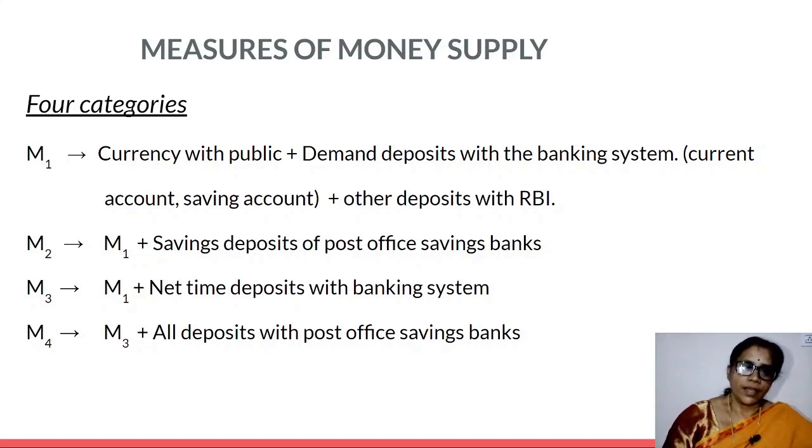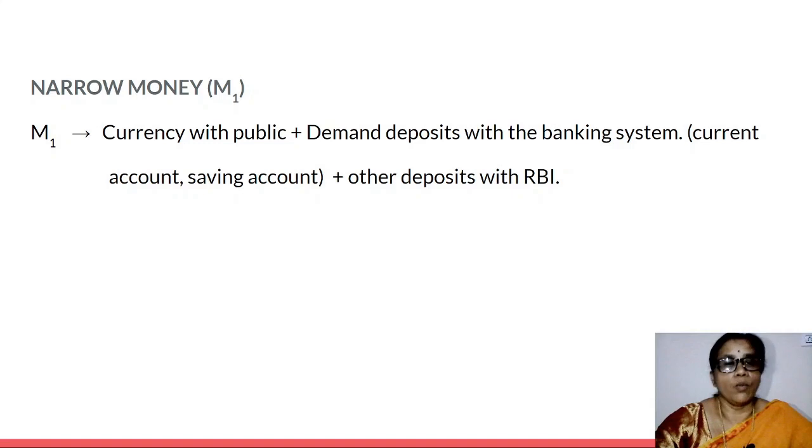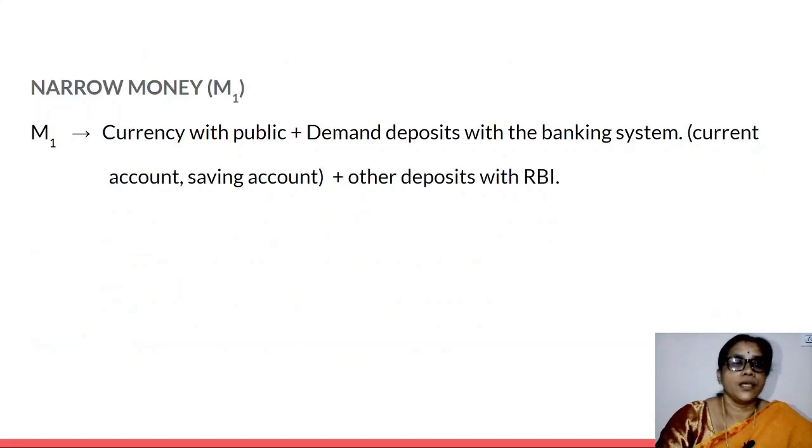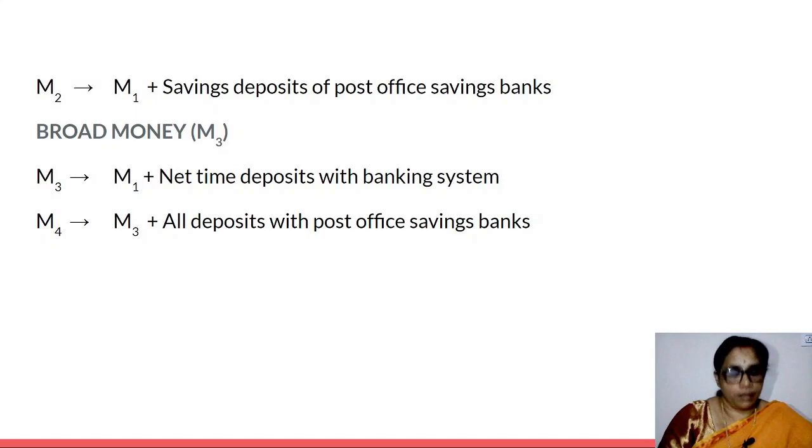And M4 is equal to M3 plus all deposits with post office banks. Now M1 is the most liquid money and M4 is the least liquid money. M3 is the aggregate monetary resources, which is in supply. Narrow money, M1, is currency with public plus demand deposits with the banking system and other deposits with RBI. M2 is equal to M1 plus saving deposits of the post office banks. M3 and M4 are called broad money. M3 is M1 plus net time deposits with the banking system, and M4 is M3 plus all deposits with the post office bank. So children, with this we complete money supply.